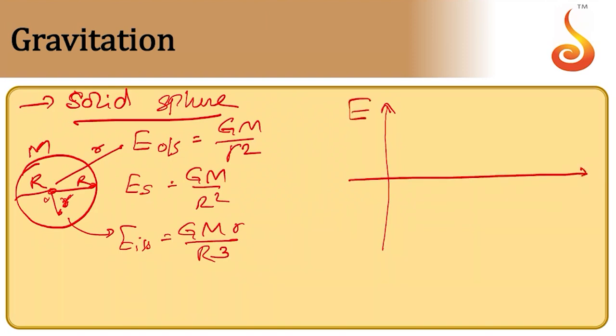So if I draw the gravitational field versus distance graph, it is something like this. As you go from the center towards the surface, the gravitational field increases in magnitude, directly proportional to r, reaches its maximum value, and then goes on decreasing according to the 1 by r square law. It is proportional to 1 by r square here, and this corresponds to the surface, where the radius is R.